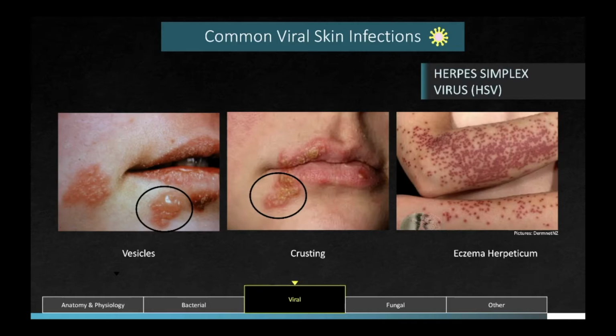HSV is typically treated with antiviral agents, and these can be given by a number of routes, including topically, for example in the case of cold sores. Alternatively, in some cases of HSV, we'll prescribe oral antiviral agents, or even in severe cases, intravenous agents. If people experience recurrent bouts of HSV, they may need to take prophylactic oral antivirals on a regular daily basis.